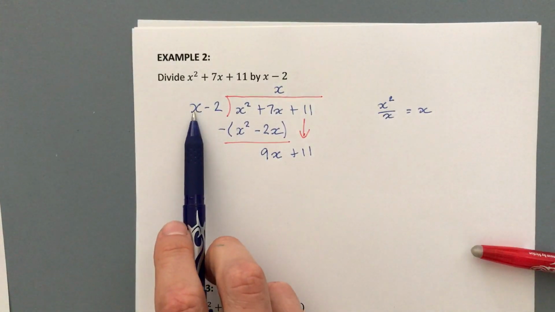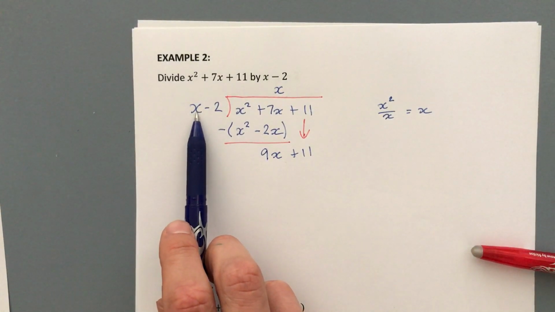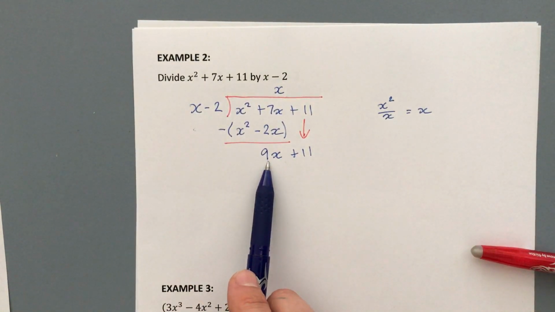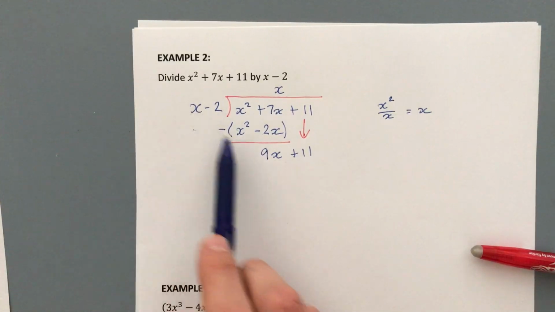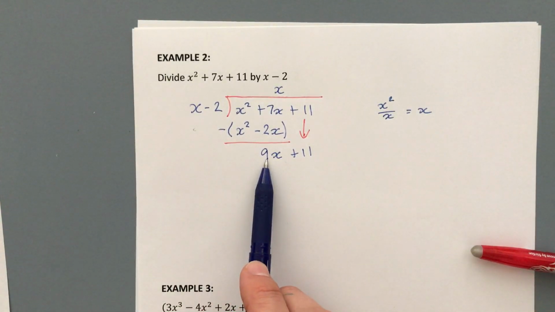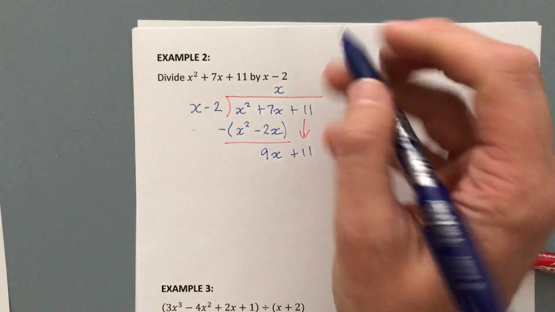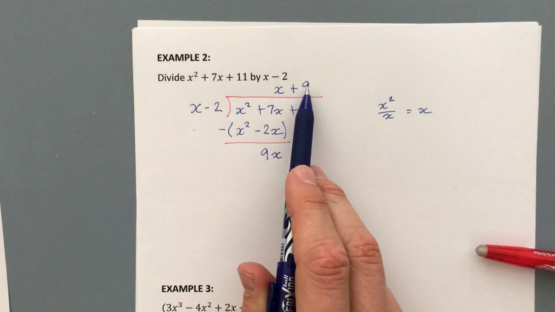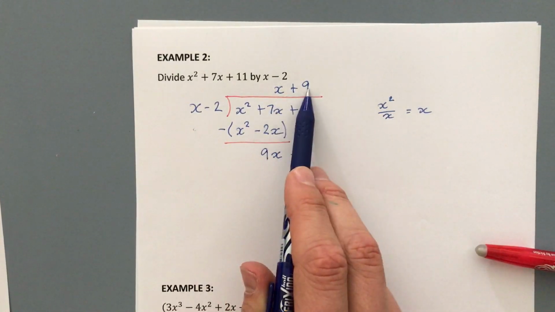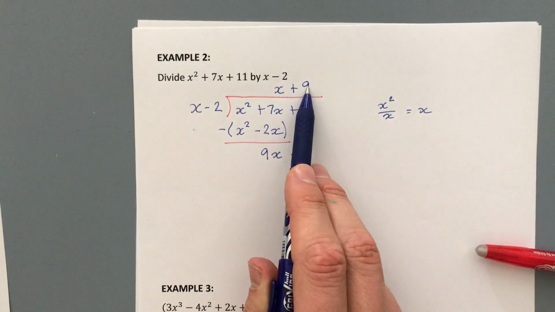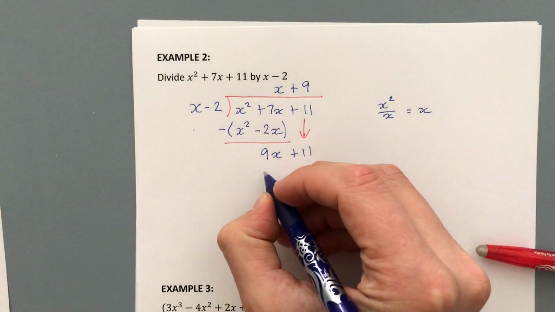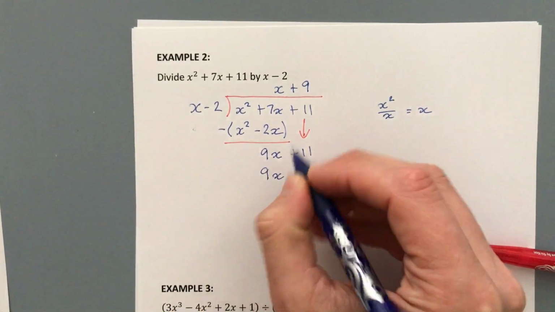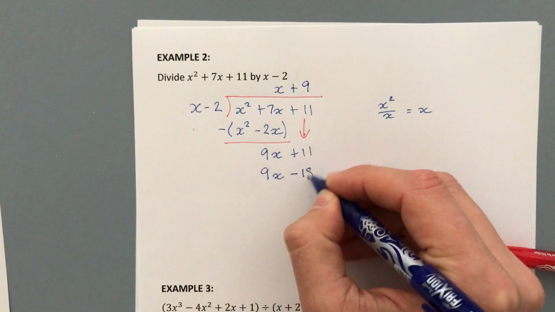Now what we look at doing, same thing happens again here. Our leading term divides the next term in our polynomial. So 9x divided by x gives us plus 9. Putting that up into our constant column. Plus 9 times x gives us 9x. Plus 9 times minus 2 gives us minus 18.